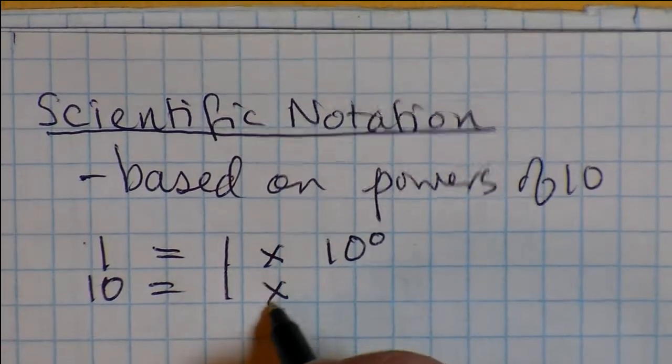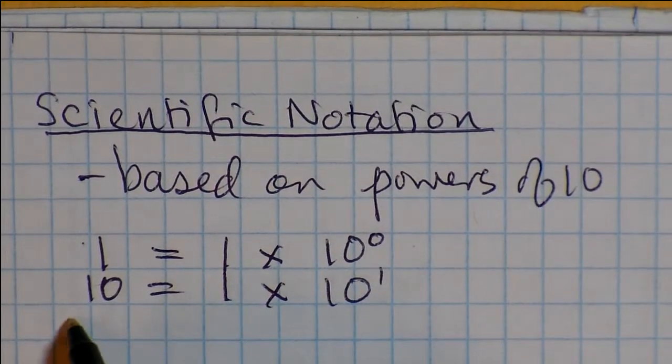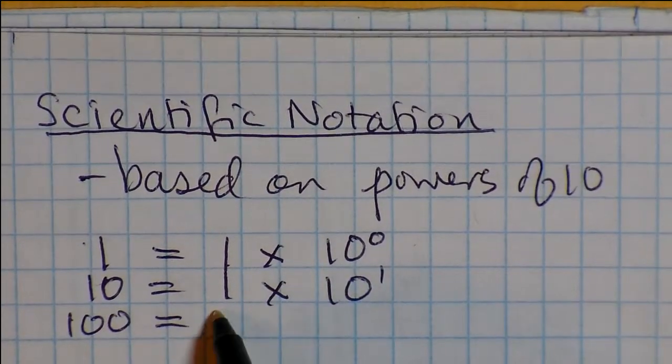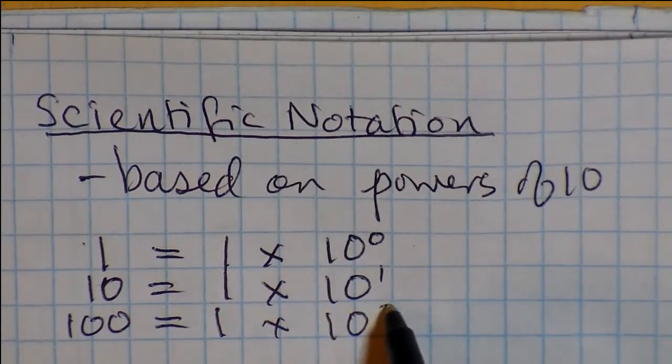So, 1 is 1 times 10 to the 0. 10 would be 1 times 10, right? Or 1 times 10 to the 1.